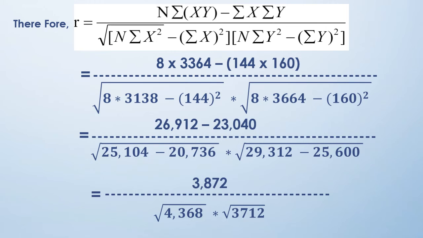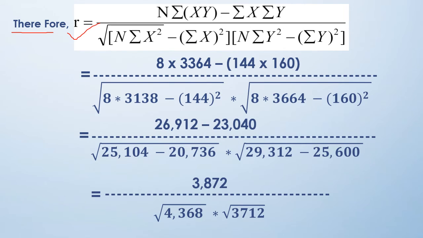So r is equal to, you must learn the formula very well before using. r is equal to n summation xy minus summation x into summation y, upon the positive square root of, in square brackets, n summation x square minus, in brackets, summation x whole square, into, in square brackets, n summation y square minus, in brackets, summation y whole square, then the square root is completed.